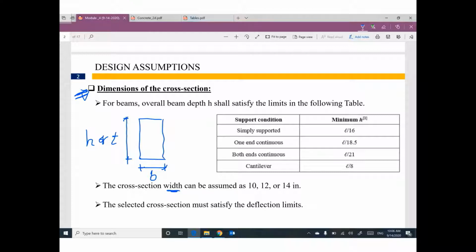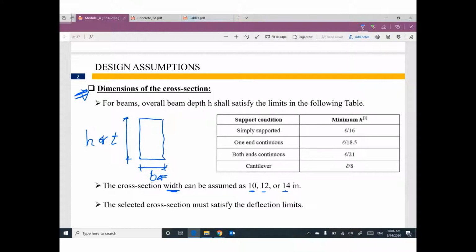The common values 10, 12, or 14 inch. So probably it can be 16, but I think the minimum is 10. And your number should be an even number. We cannot assume 11. Just for construction, 13, 15, probably 15, yes. But most of the time, this number is an even number. The common width, 10, 12, or 14 inch. This is for B.